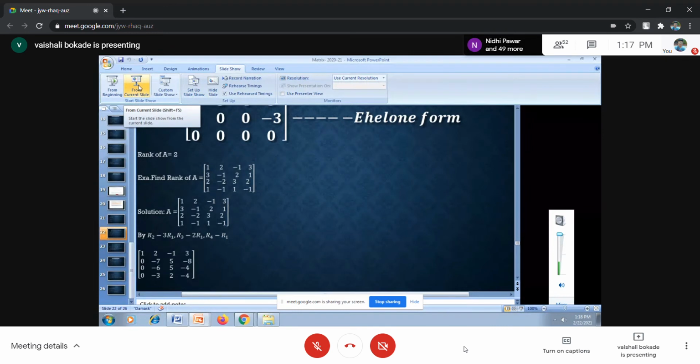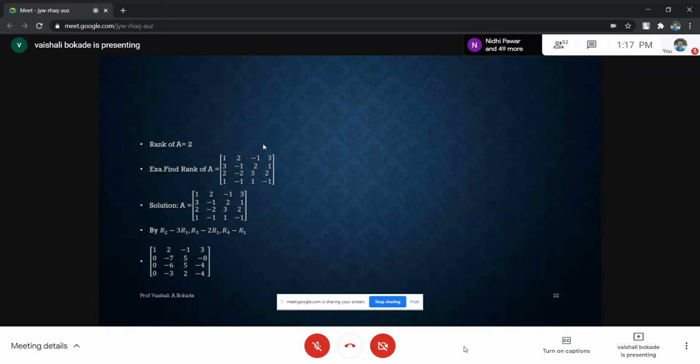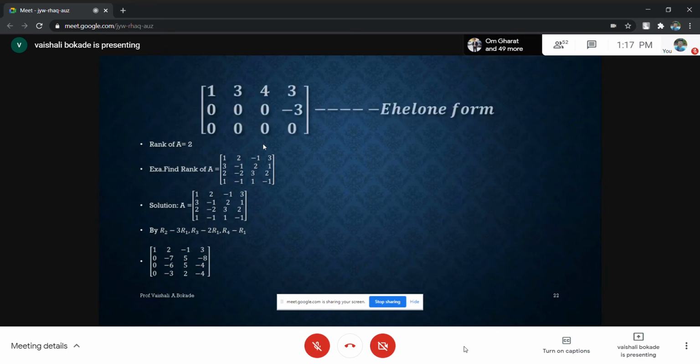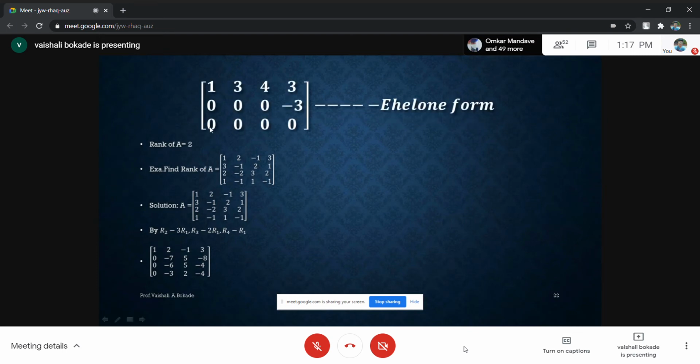Okay, let me go for slideshow mode here. In the matrix, what I require is that the bottom row, R3, is a zero row, and I'm having 2 non-zero rows.